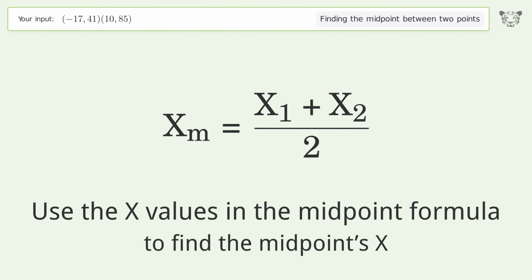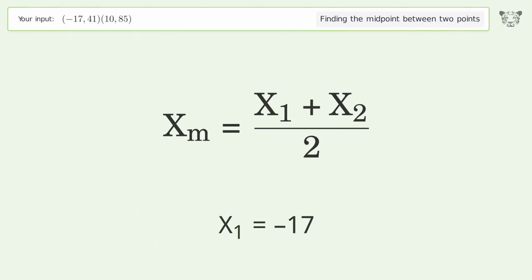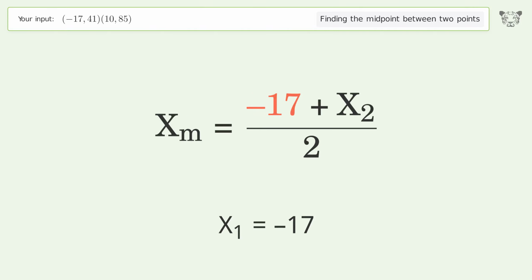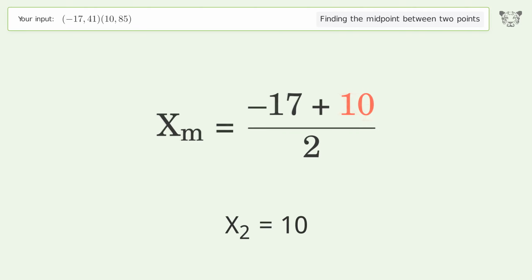Use the x values in the midpoint formula to find the midpoints x. x1 equals negative 17. x2 equals 10. Simplify the arithmetic.